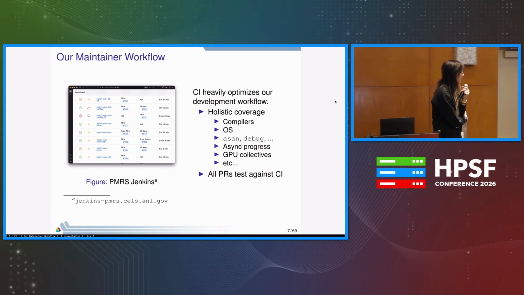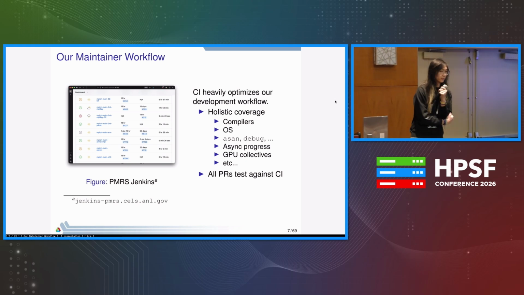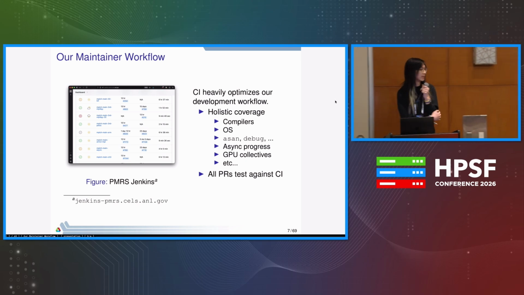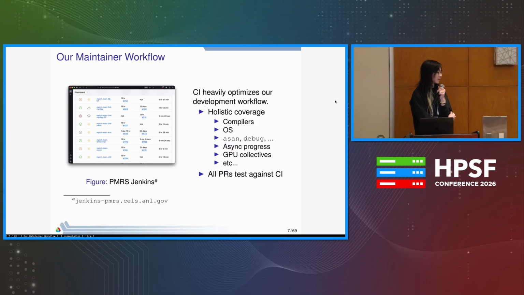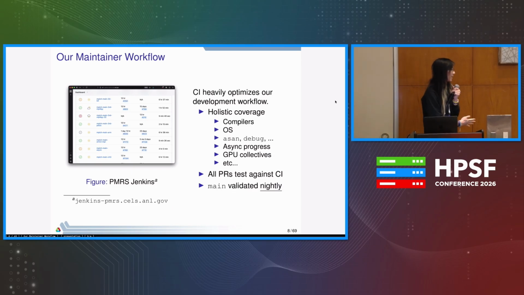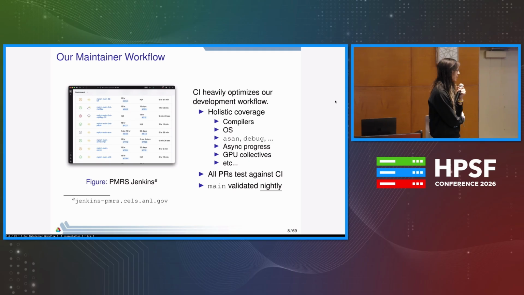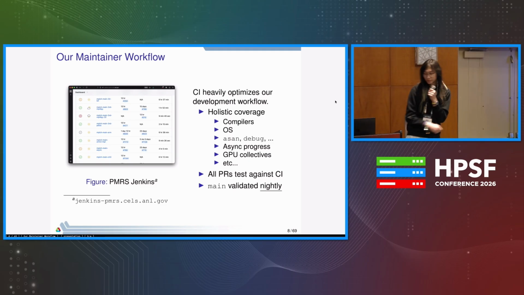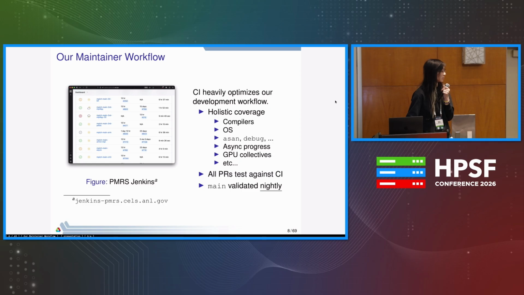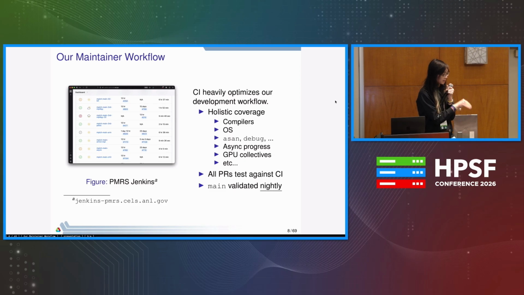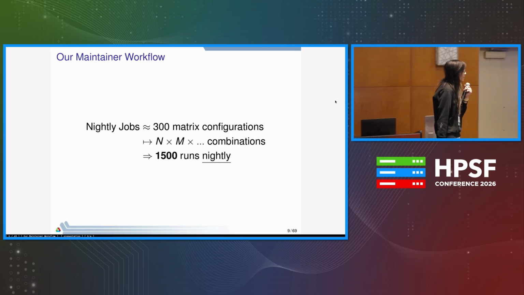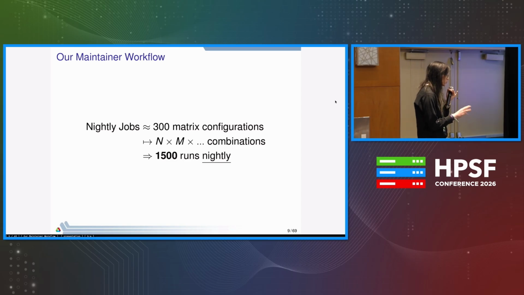In addition, all our PRs are tested against our CI infrastructure, mostly for correctness testing. Prior to anything being merged up to main, it runs through our CI suite to make sure it's validated. We also have nightly runs against our mainline branch as an additional check. The mainline nightly runs are much more holistic, whereas the PR tests are much more focused. In our nightly jobs, in practice, we have about 300 unique jobs.